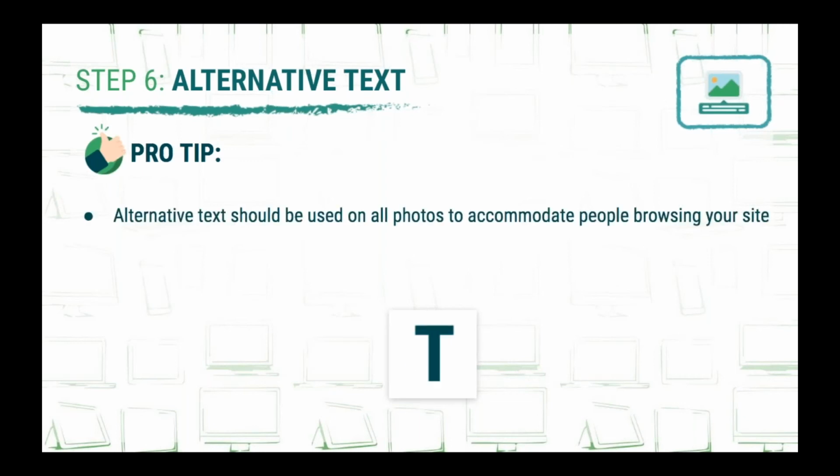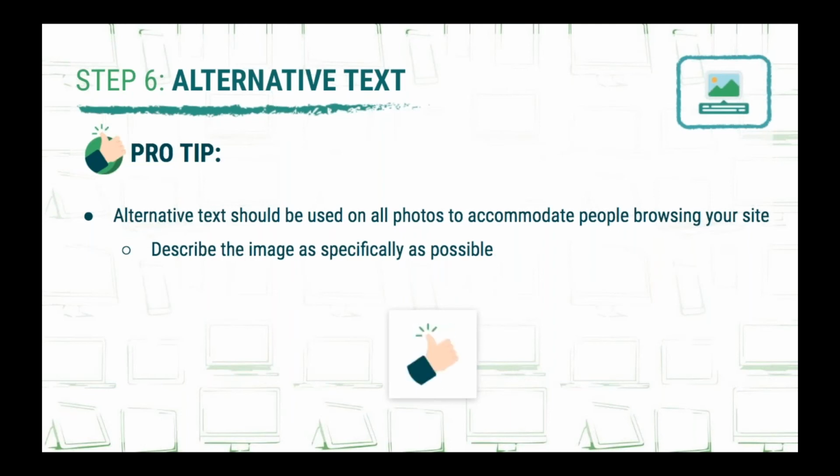Alt text should be used on all photos to accommodate people browsing your site. Describe the image as specifically as possible. It should describe exactly what one sees in the photo. But all things come with a limit. Avoid keyword stuffing. You'll be in trouble if you use your alt text as an opportunity to stuff in as many relevant keywords as you can think of just to gain ranking on Google, for example.